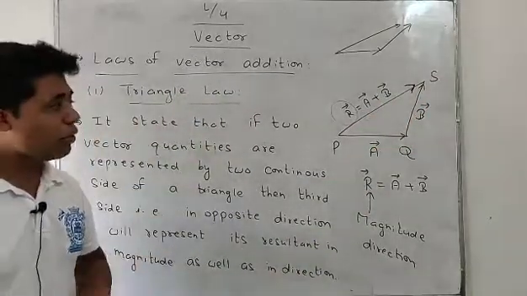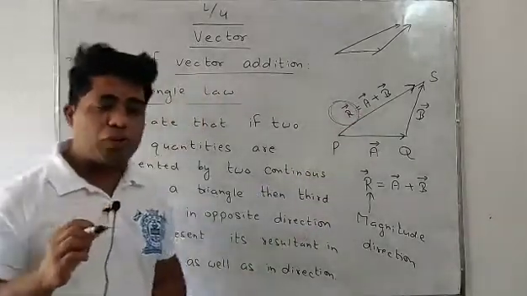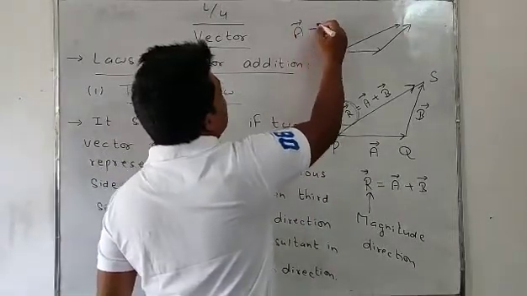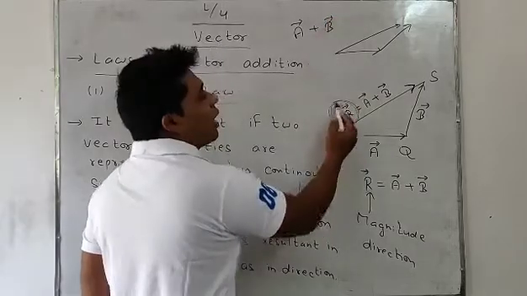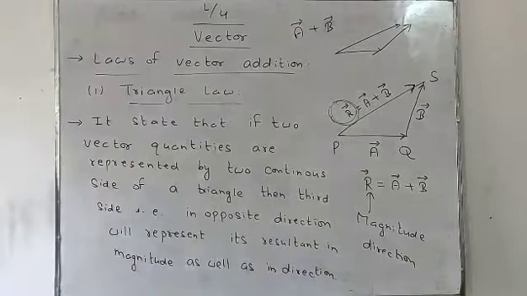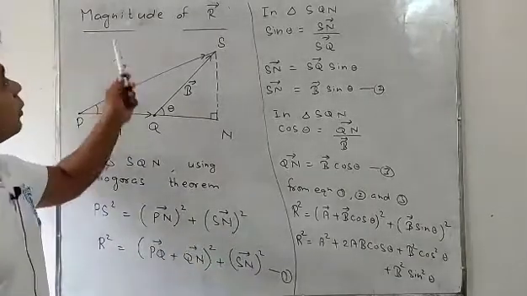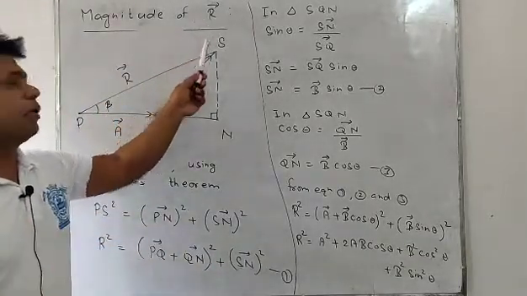Now what is the important thing, students? We have to find the value of R. If you want to get the addition of vector A and vector B, what we require is R, its magnitude. So now, students, we will find the magnitude of R, because that is the addition of vector A and vector B.